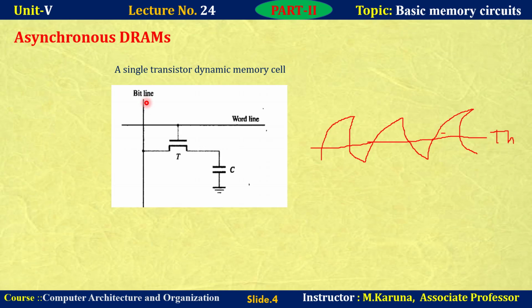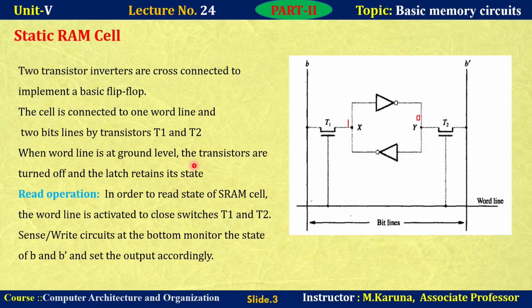Okay, in the static RAM cell, continuous power is needed for the cell to retain its state. If power is interrupted, the cell's contents will be lost. Hence, SRAMs are said to be volatile memories because their contents are lost when power is interrupted.